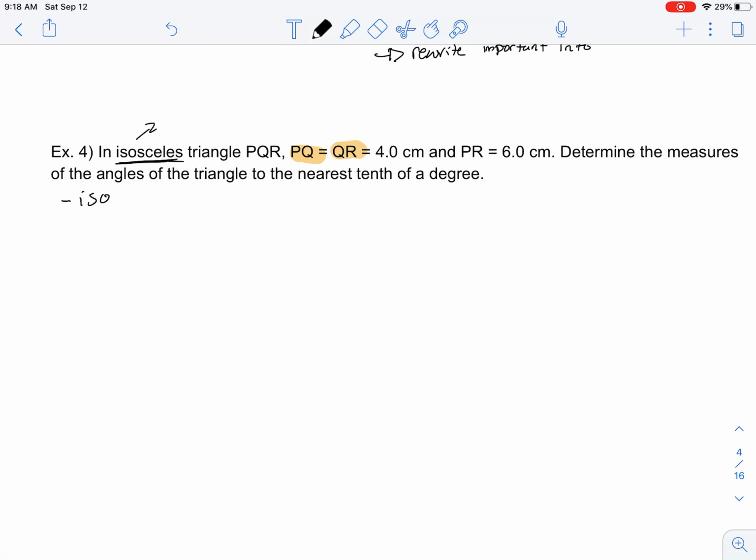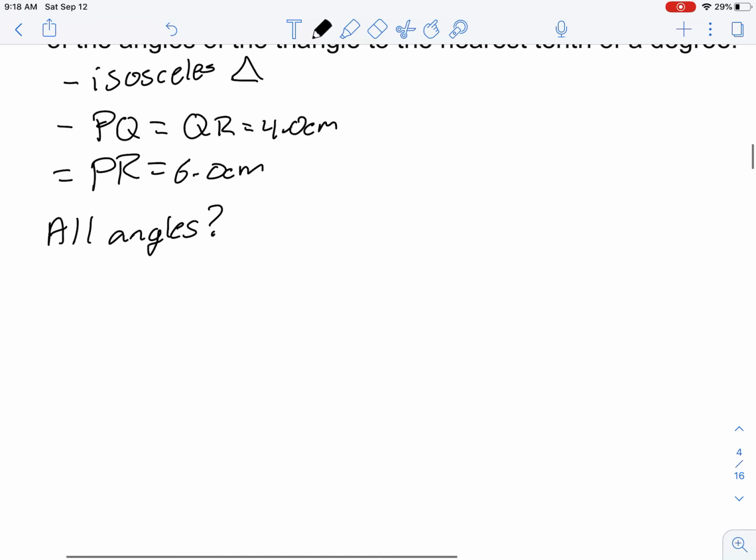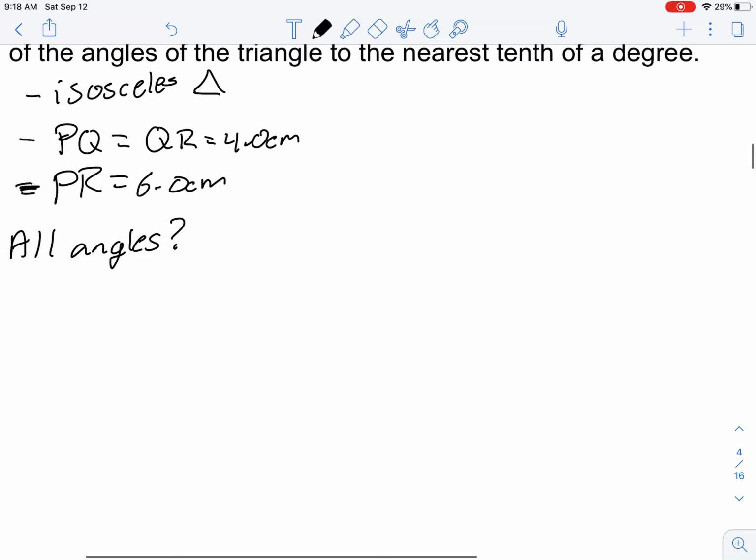So first off, this is an isosceles triangle. I'm just going to represent it like that. I know that PQ equals the line QR, which is 4.0 centimeters. And then I also know every single side length here, and PR. What are we trying to find? We're trying to find all angles is our question. So now we have represented this big long sentence into just a few notes, okay?